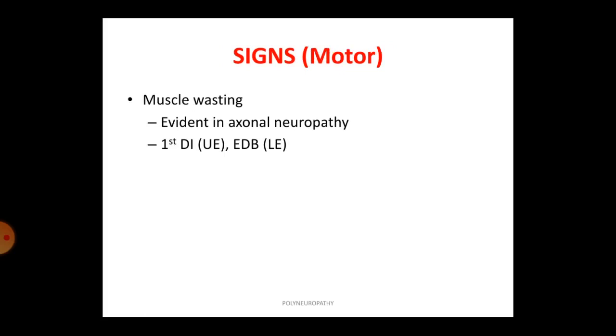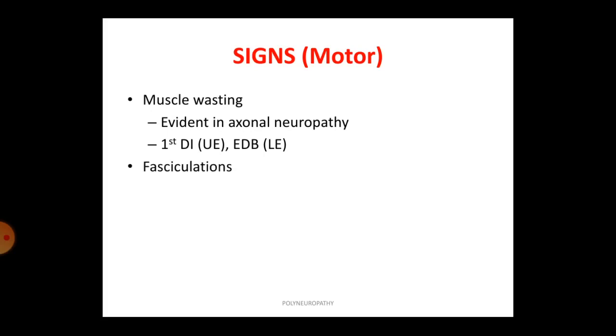So we have to check for muscle wasting. Generally, muscle wasting will be more evident in axonal neuropathy as compared to demyelinating neuropathy. Generally, it is seen in the first dorsal interossei in the upper limb, and in the lower limb in the extensor digitorum brevis. Clear? So in the upper limb, small intrinsic muscles are affected, and in the lower limb also the EDB, that is extensor digitorum brevis, will be the first to get affected.